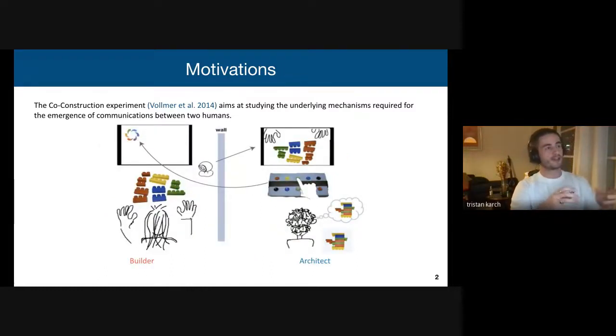Here is a small diagram summarizing the interactions between the agents. The architect sees what the builder is doing thanks to a video stream, and the builder can see the messages from the architect on a screen.